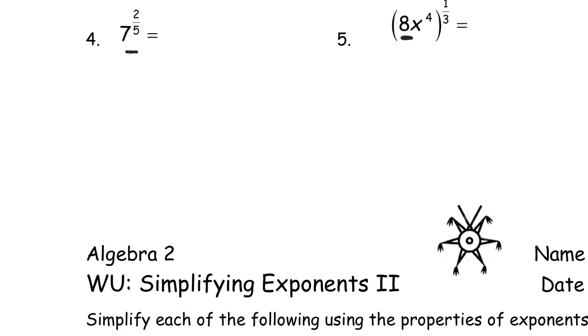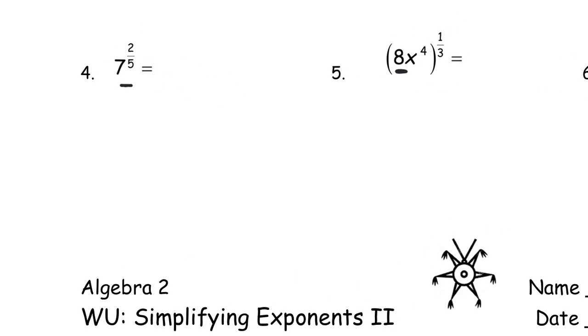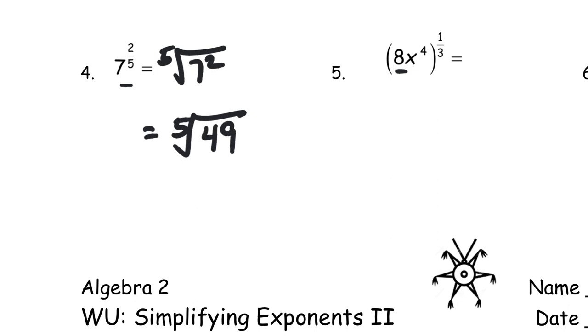So then when we look at 7 to the 2/5, can 5 go into 2? No. So that means no 7s are going to be on the outside. 7 squared will be on the inside. And what is 7 squared? There you go.